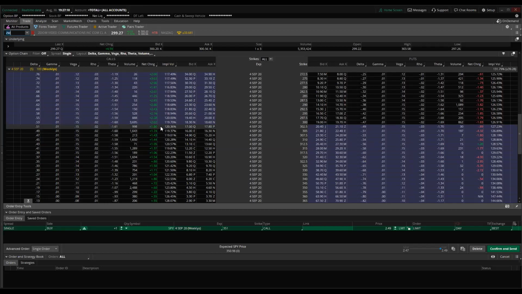It also, the implied volatility is 120%. And I say if you're swinging anything or trading anything in general, a good implied volatility to look for is anything below 50, in my opinion.